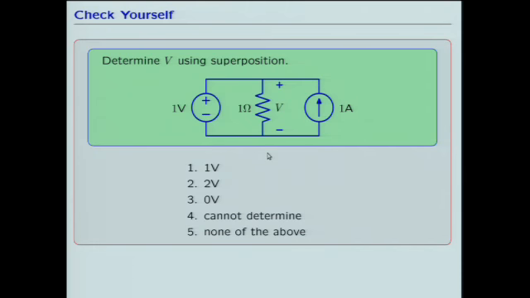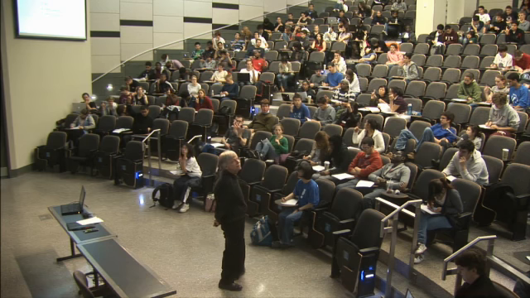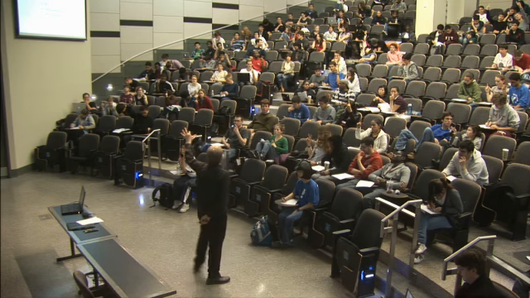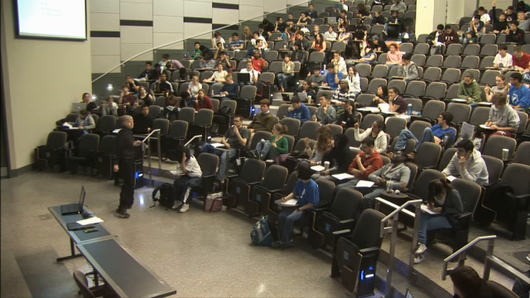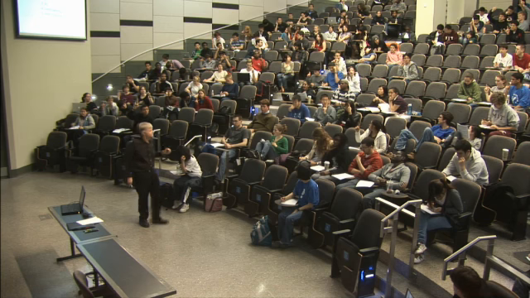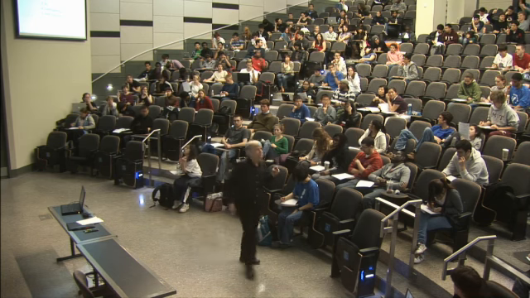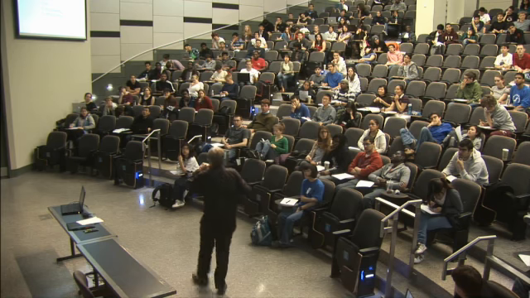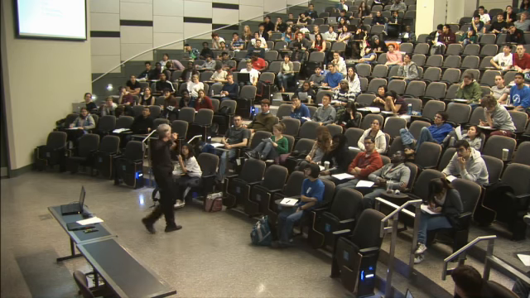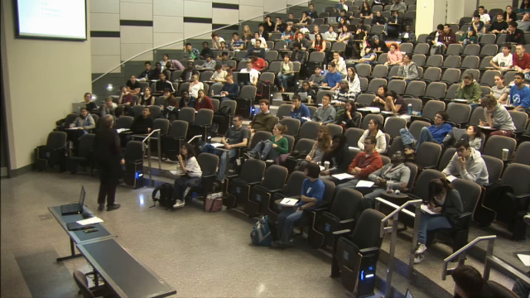So what's the answer? 50% correct, roughly speaking. Okay, I want to use superposition. So how big would the voltage V be if all I had was the voltage source? 1. How big would the voltage be if I only had the current source? Ah, got half of you. That explains the 50% correct. How big would the voltage be if I only had the current source? It's tempting to say 1.